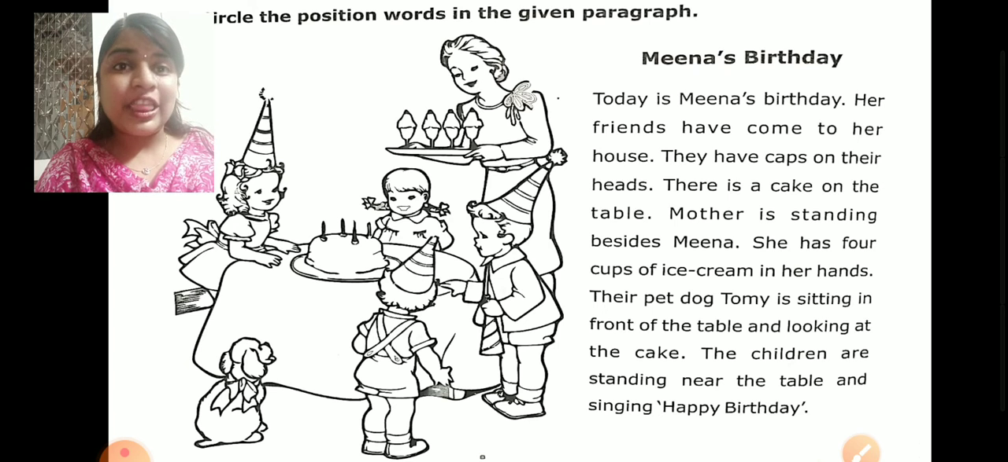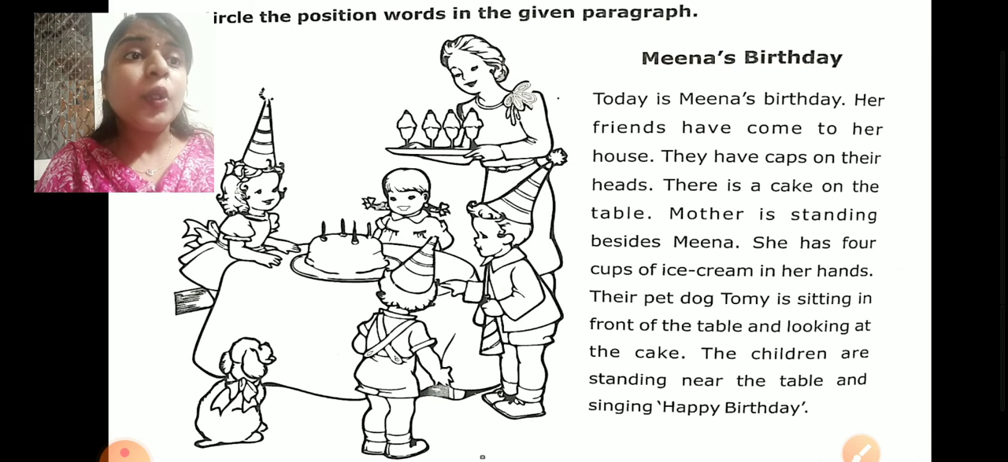Understood, children? Now we are going to circle the position words. Okay, children? And you all are going to do it with me. The first sentence I am going to read for you. Today is Meena's birthday. Her friends have come to her house. Now in this sentence you are going to circle the position word. Okay, children? So here, what is the position word over here? Her friends have come to her house. So, to. You need to circle it with me. Do it, children.